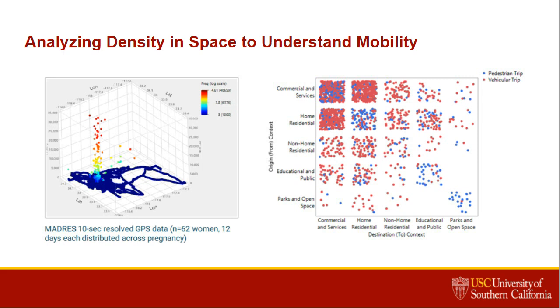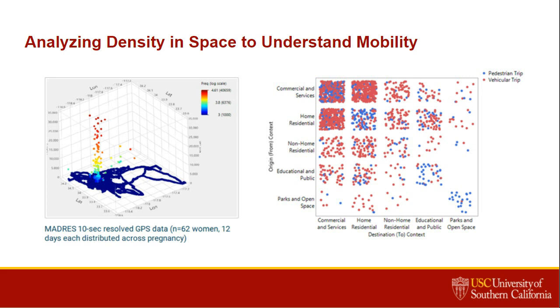And then we can start to connect these stay locations with the trips that happen between them as people move around. So what we're really doing is trying to understand mobility patterns and relate that to personal exposure to air pollution. And so just from analyzing this data in one of our sub-studies, the plot you see on the right here shows us basically the context, the type of place that these stays are occurring. So the vertical axis is the origin of any given trip, and the horizontal axis, or the x-axis, is the destination. And pedestrian trips are in blue, and vehicular trips are in red.